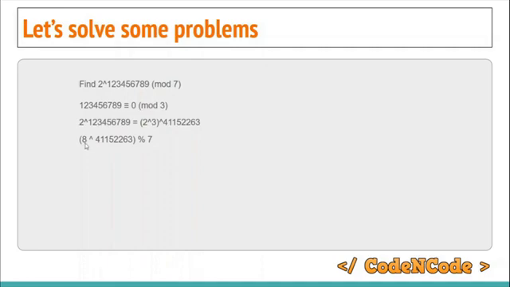Now 8 is congruent to 1 modulo 7. So this expression would become 1 raised to power 41152263, which is actually 1. So this is the solution for the expression 2 raised to power 123456789 modulo 7. And I think this is enough.